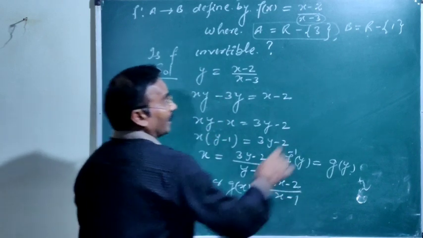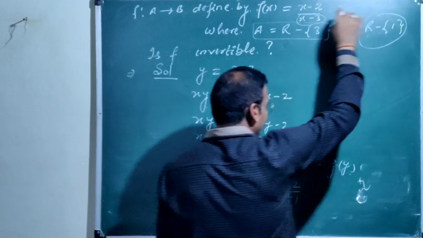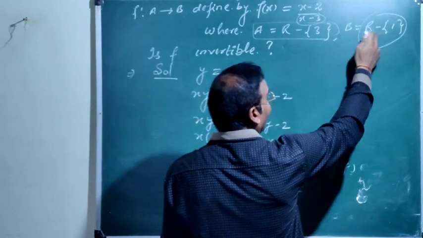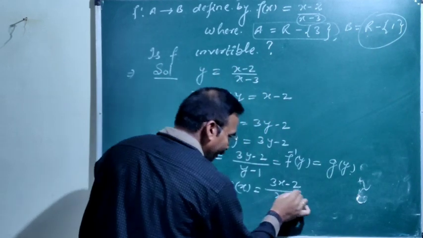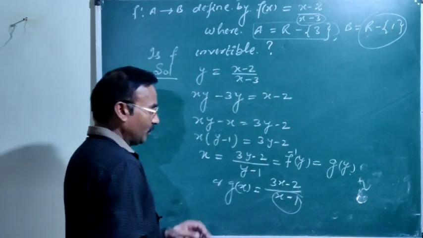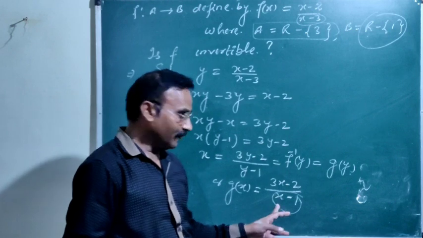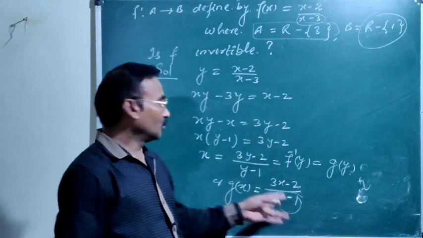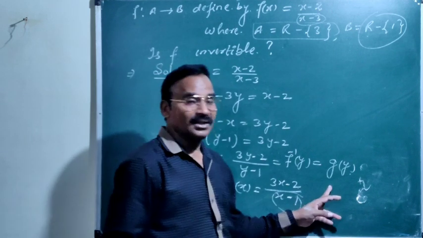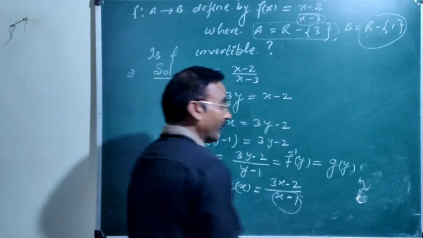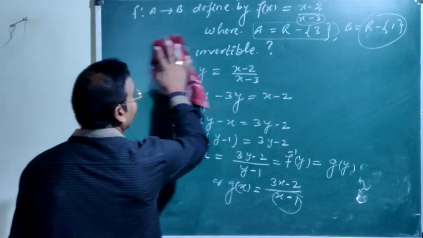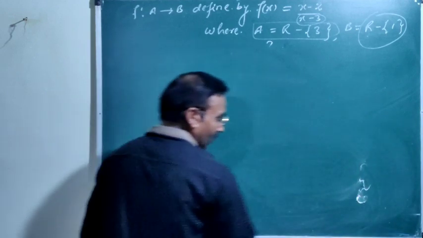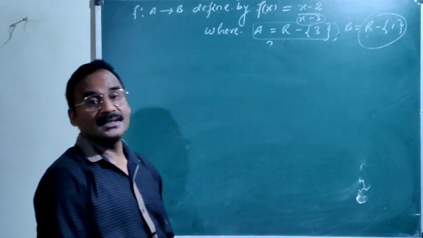Now, what is the meaning? This is the meaning proved from g(x). So the range is R minus 1, meaning you have to exclude 1, because at the value of x equals 1 this function does not exist. So this is the function f, and this is the function g. Now you have to find the composite function. If the composition of both functions is an identity function, then it will be proved that it is invertible.